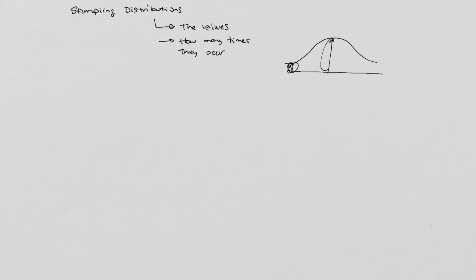Remember, a distribution tells you the values that you get from your experiment and how many times they occur. And if we did a little graph of this, like for instance, the normal distribution picture looks kind of like this. Since this one is kind of low and this one's kind of high, this one occurs more often than that score.